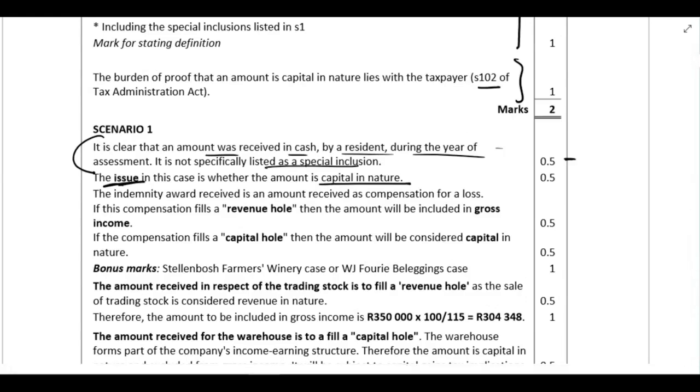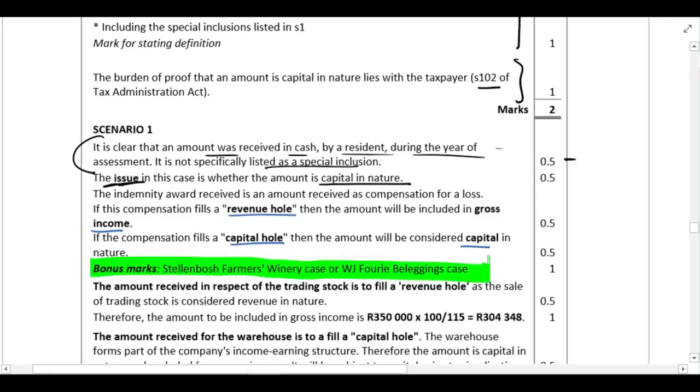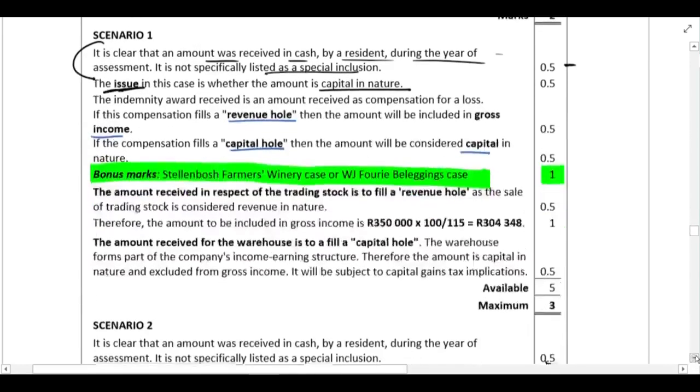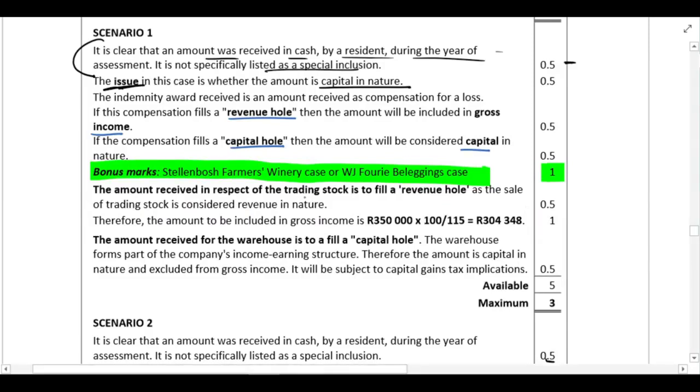So if it fills a revenue hole, it's gross income. If it fills a capital hole, it's capital in nature. Here are the court cases: the Stellenbosch Farmers' Winery case or the WP Beleggings case. That would give you a bonus mark if you could name that. If you can't name the court case, guys, that's fine. Get the principles. So this trading stock is a revenue hole. So the amount excluding VAT, remember that, guys, is gross income. The warehouse is a capital hole. There we go.